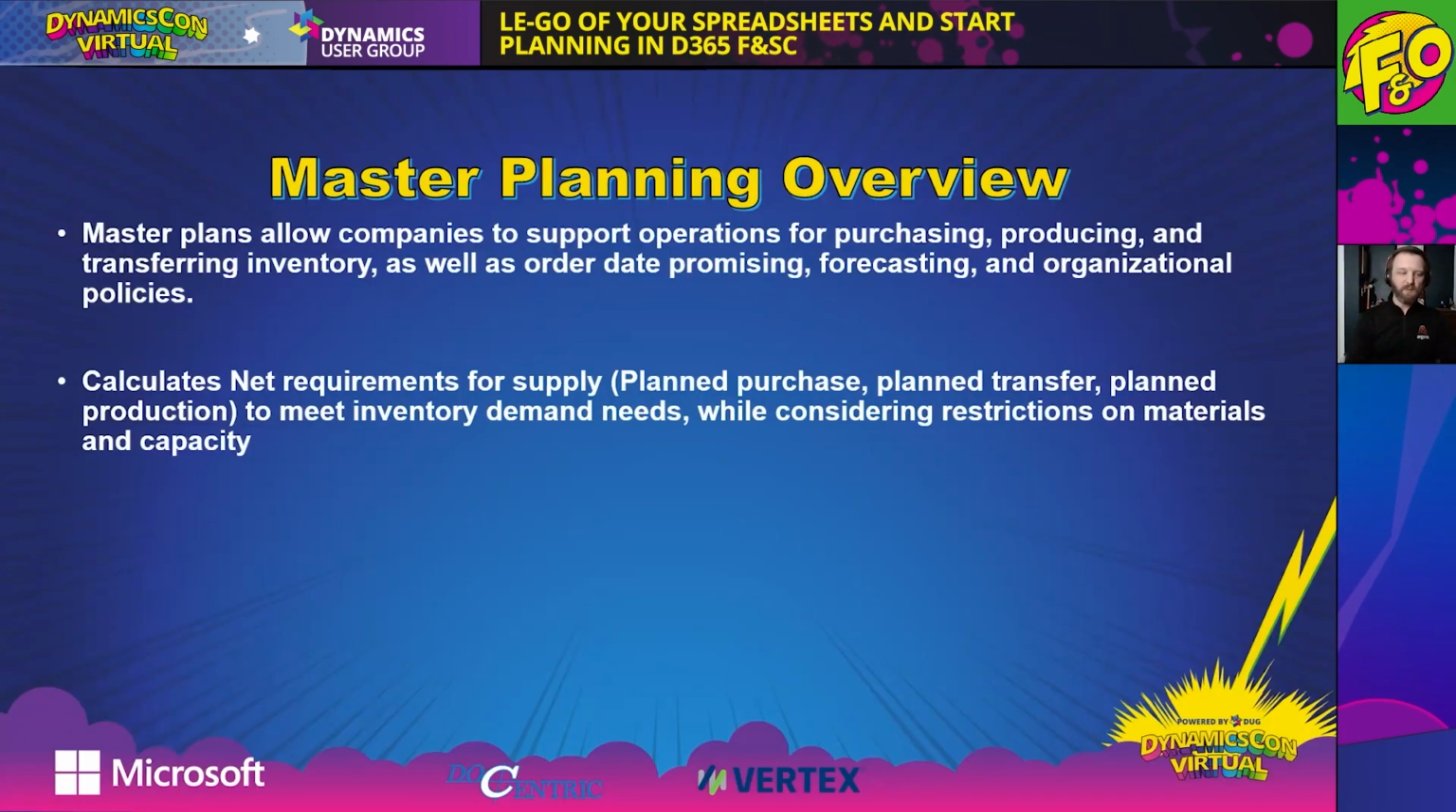If I'm in a company that's make to order versus make to stock, my master planning setup might be very, very different. So master planning is configured against master plans and calculates what we call net requirements. What are we going to buy? What are we going to produce? What are we going to transfer in order to meet demand needs, in order to meet our customer sales orders, our internal consumption, our safety stock levels, and consider any restrictions we may have on materials due to lead times or only being able to single source certain products. Do we have capacity constraints because of our workforce or because of weather or not having enough vendors in a certain area? Whatever it may be, we need to consider all that in master planning.